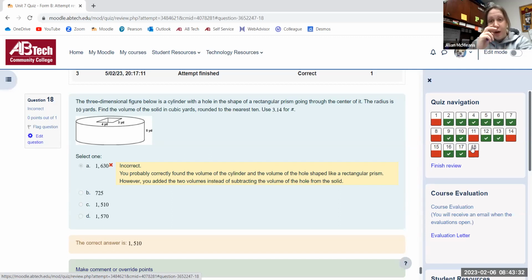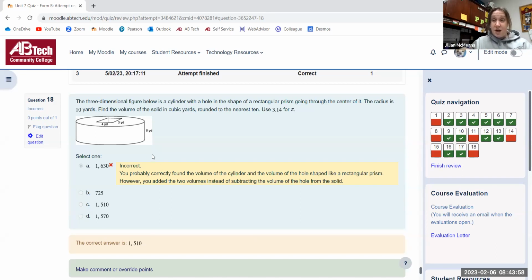Rectangular prism. Okay, the radius is 10 yards. The volume of the solid is in cubic yards, rounded. So let's see here. We have a rectangular prism, and it has a length, a width, and a height. I'm not going to try to redraw this figure, but they're telling you that this whole figure, this cylinder, has a height of 5 yards.